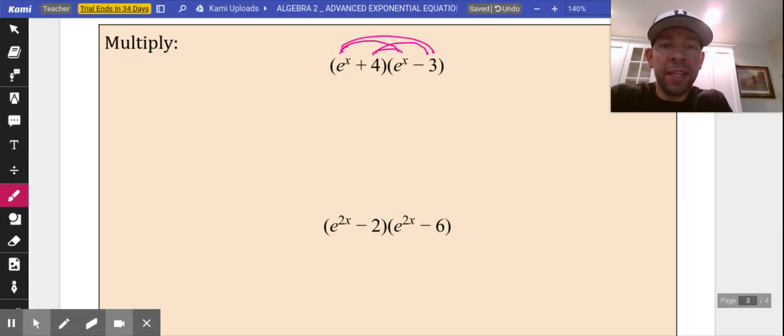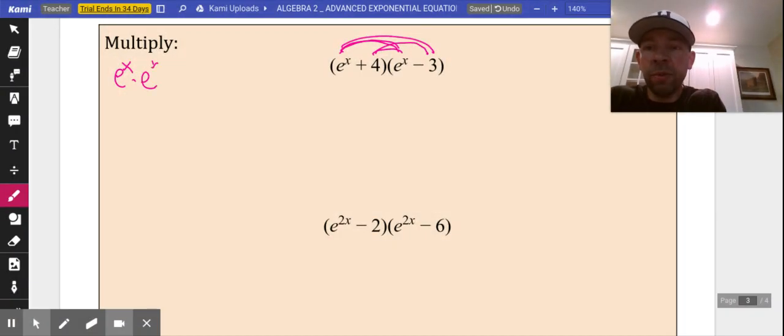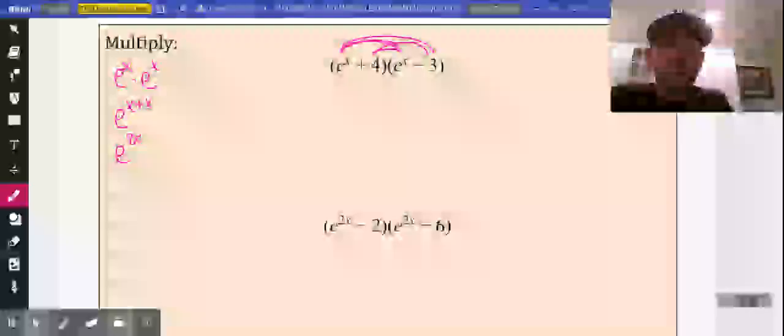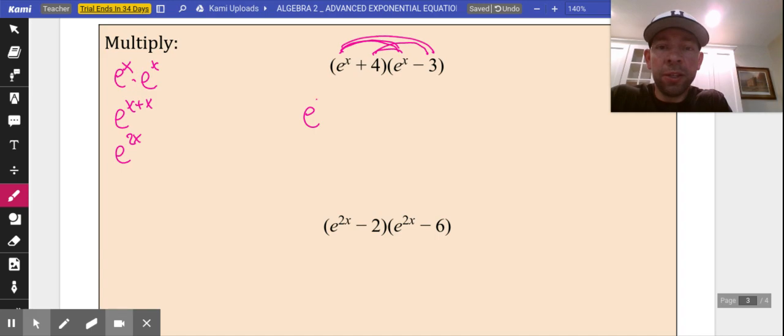So what is e to the x times e to the x? I'm going to make a little note over here. When you multiply these two rascals, what you're really doing is adding their respective exponents. So the product of e to the x times e to the x is e to the 2x, e to the x times negative 3, 4 times e to the x, and then 4 times negative 3.